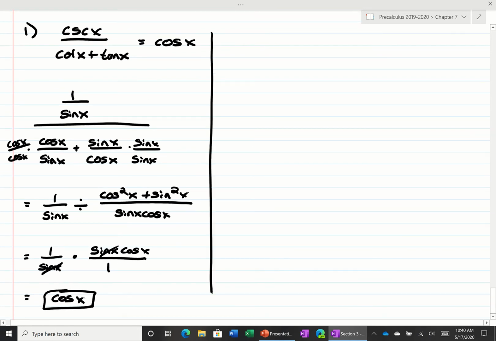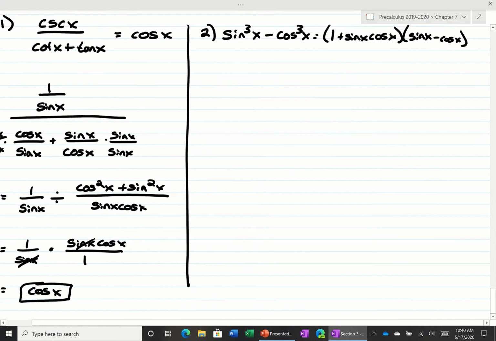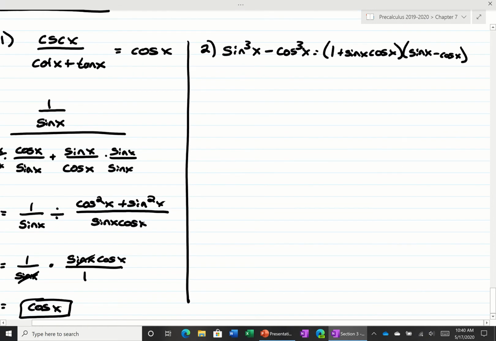For problem number 2, it says sine cubed of x minus cosine cubed of x is equal to 1 plus sine of x cosine of x, times sine of x minus cosine of x. For a problem like this, I'm not really sure which side would be simpler to use. It really doesn't matter which side you choose.